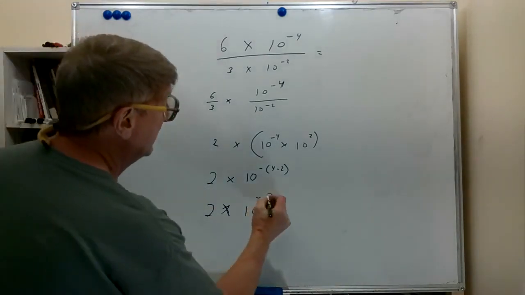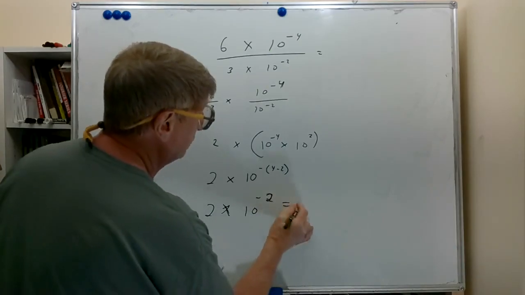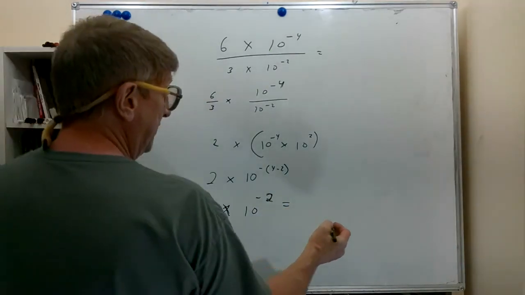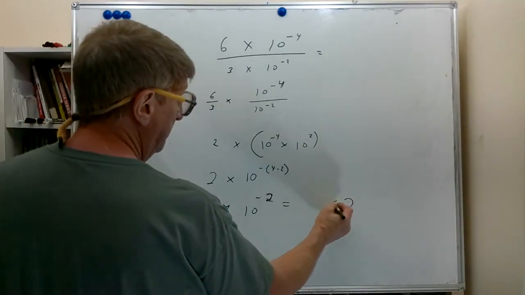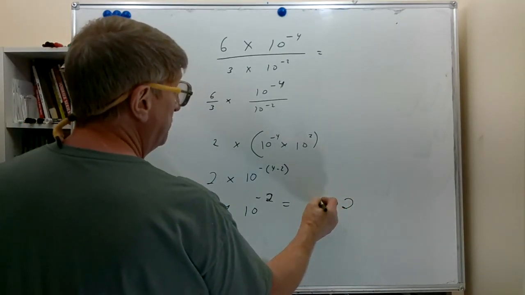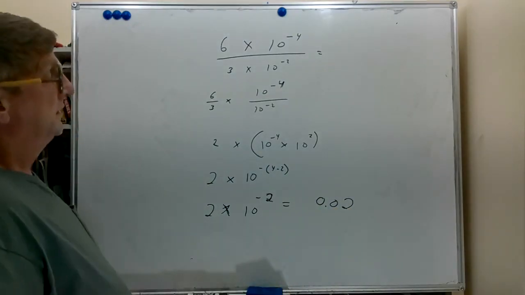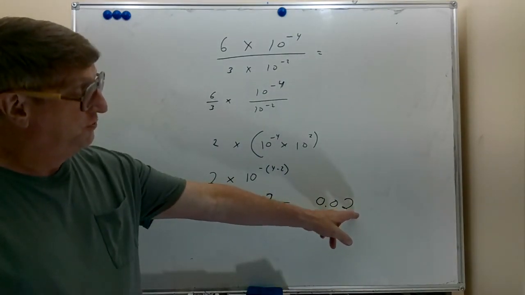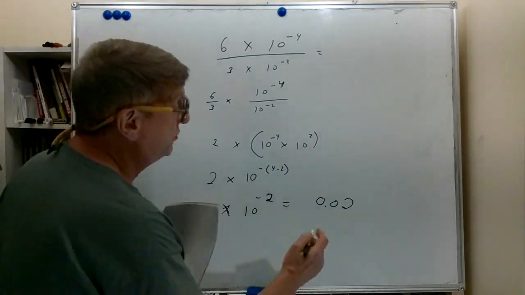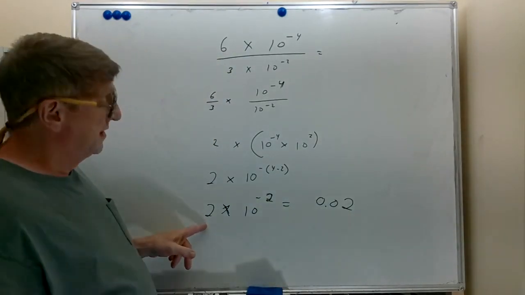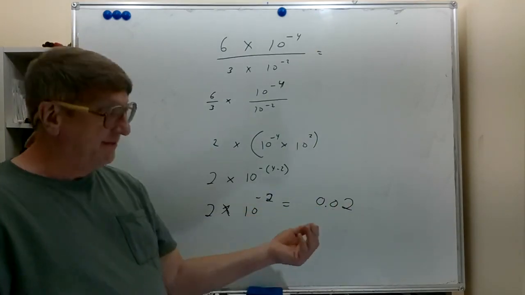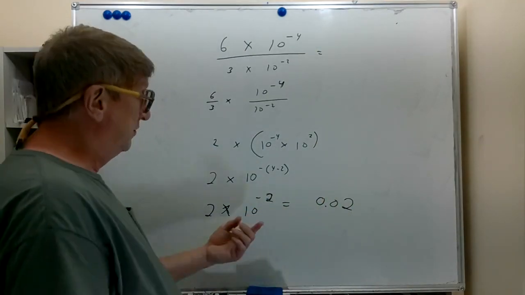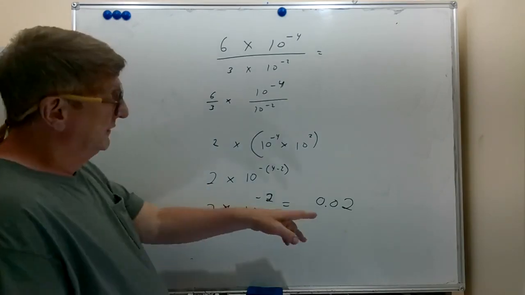So we end up with 2 times 10 to the negative 2, which we can express as a decimal, well, if you take the 2, we want to move the decimal place 2 places this way, 0.02. The 2 right here, we move the decimal place 2 places to the left because the exponent is negative, which makes the number smaller. 0.02 is smaller than 2.